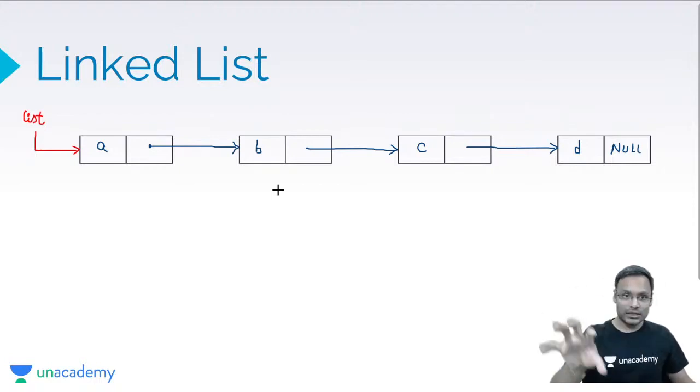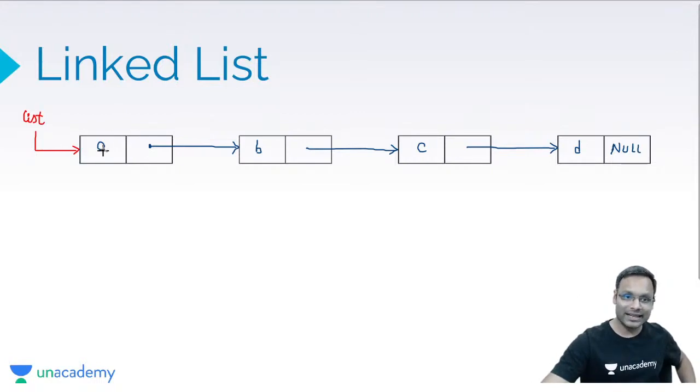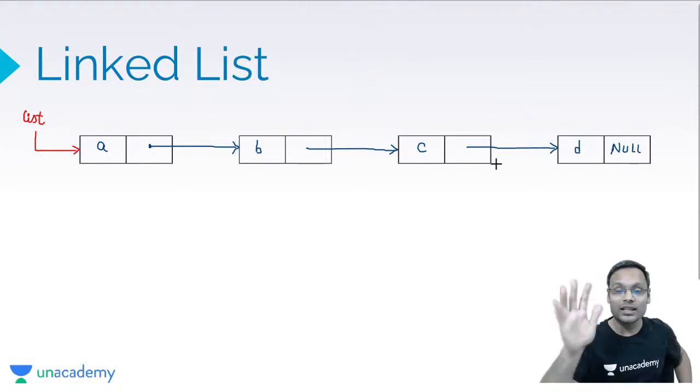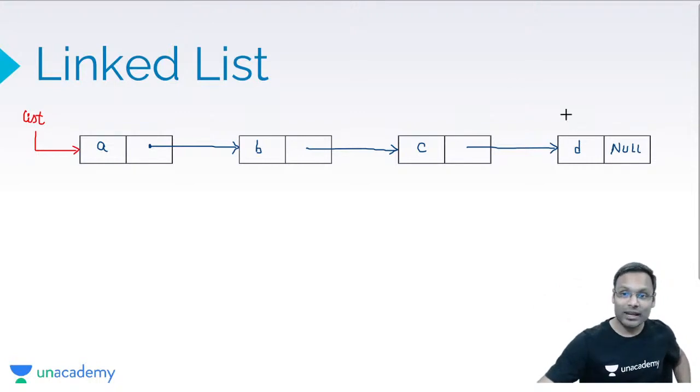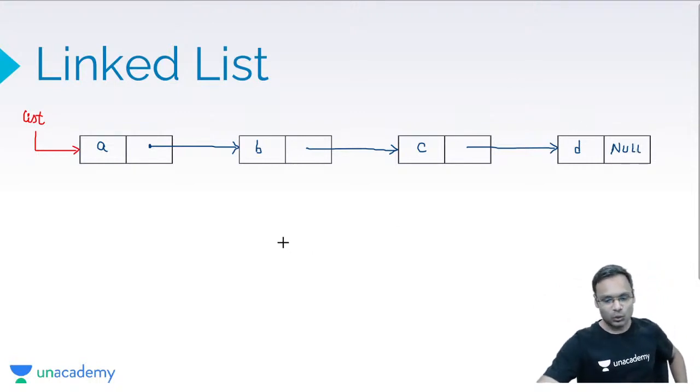So the linked list looks like this. There is a list pointer that points to the first node. The first node contains data and a pointer to the next node. All the nodes will contain the same thing, data and a pointer to the next node. The last node contains a data item, but the pointer to the next node is nothing. Why? Just because there is no next node after the last node. That is why we keep null in the last node.